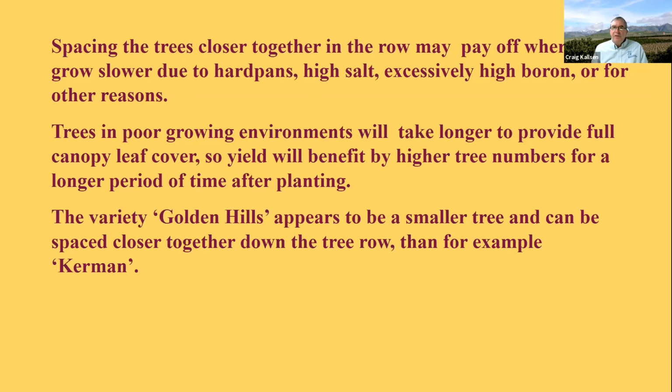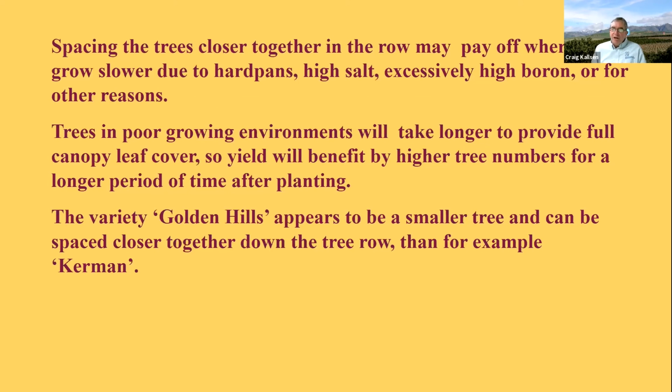Spacing the trees closer together in the row may pay off where the trees grow slower due to hard pans, high salt, excessively high boron, or other reasons. So we want to leave ourselves open in our spacing decisions. Trees in poor growing environments will take longer to provide full canopy leaf cover, so yield will benefit from higher tree numbers for a longer period of time.